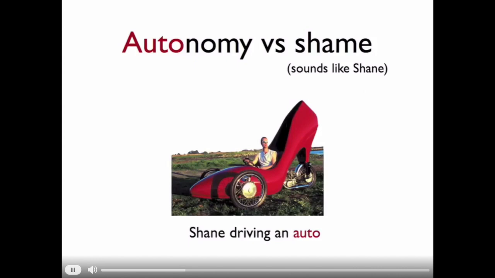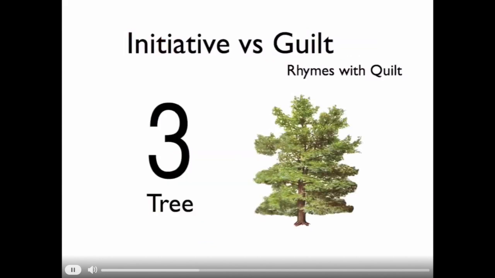Now we need shame. Well, shame sounds like the name Shane. Well, let's just put Shane in that car. Use any Shane that you know. And now we have autonomy versus shame. We think of a shoe that's an automobile with Shane inside of it. Number 3 is initiative versus guilt.